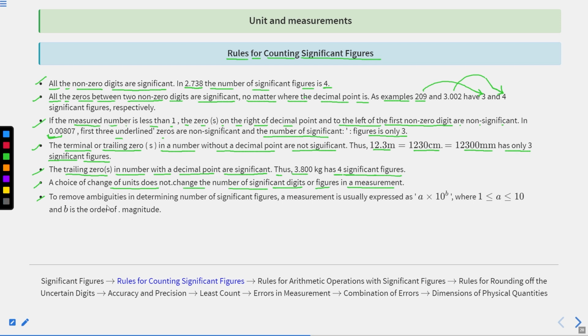To remove ambiguities in determining the number of significant figures, a measurement is usually expressed in this form: a into 10 raised to the power b, where a is greater than or equal to 1 and less than or equal to 10, and b is the order of magnitude. Clear?